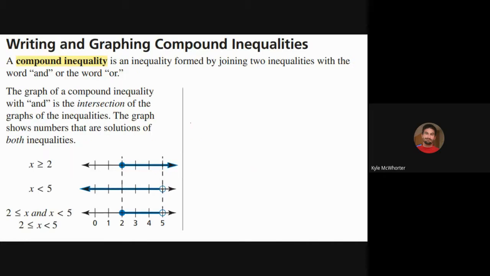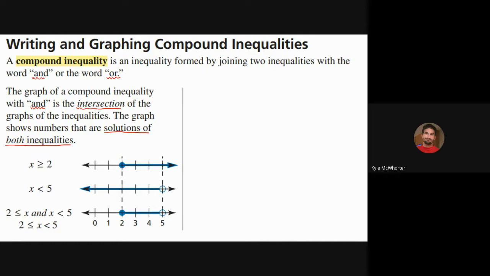Okay, so what is a compound inequality? It's an inequality formed by joining two inequalities with the word "and" or the word "or." So there's two kinds. First, we'll talk about the "and." The "and" kind of compound inequality is the intersection of the graphs of the inequalities. So it shows the numbers that are solutions to both inequalities.